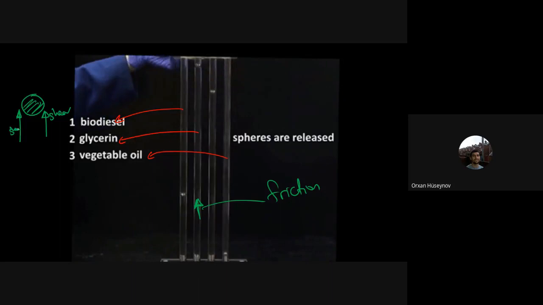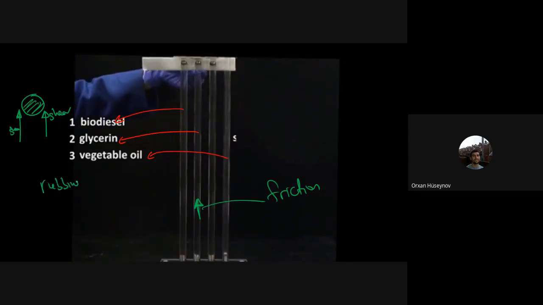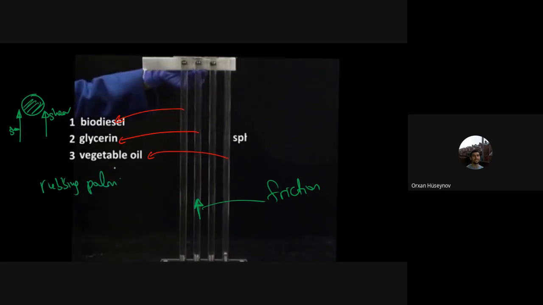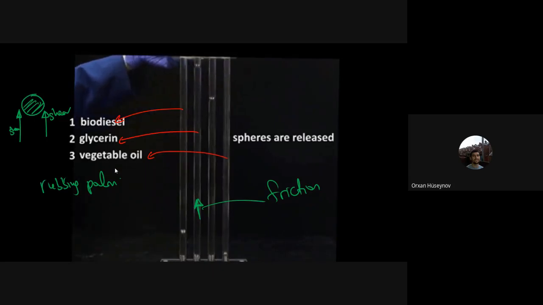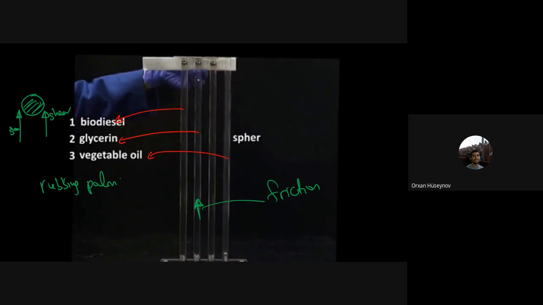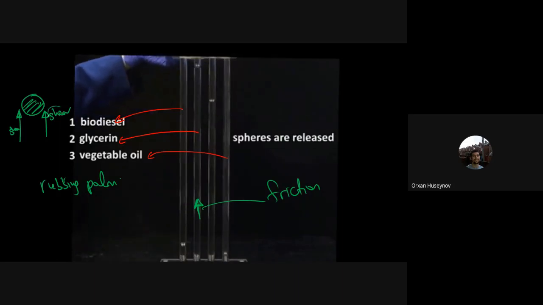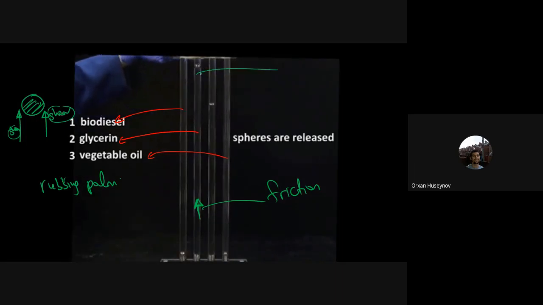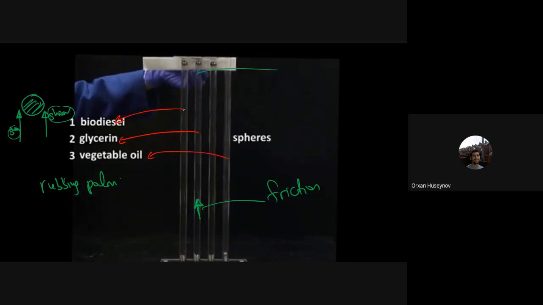Shear force. It is very similar to rubbing your palms. When you rub your palms of your hands, you can feel the friction between your palms. Similar thing happens here. When the sphere tries to fall, the shear force from both sides prevents the motion, and here friction is more, and here friction is medium range, and here friction is the minimum.